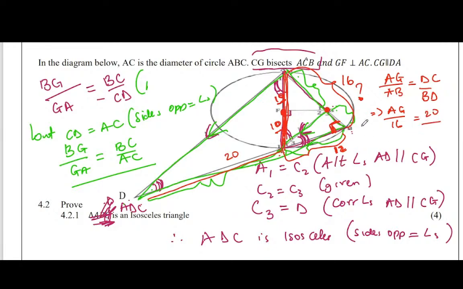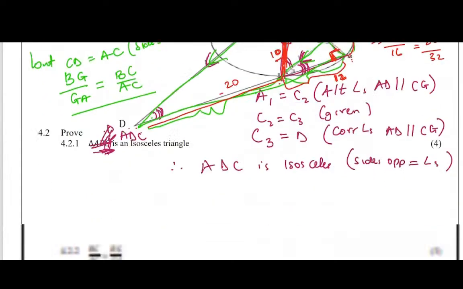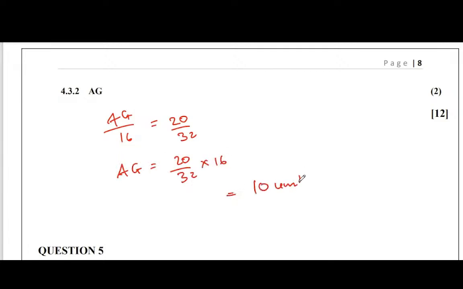Where is BD? The distance from here out here, so 20 plus 12 is 32. Okay, so just to write it down, AG over 16 is equal to 20 over 32. I cross multiply, which means my AG is 20 over 32 times 16. And that gives me 10 units.